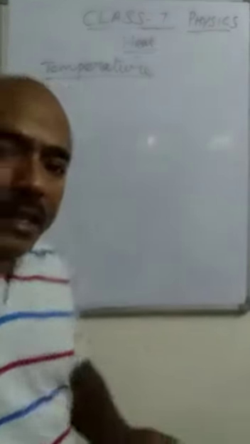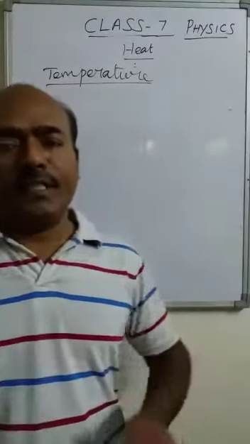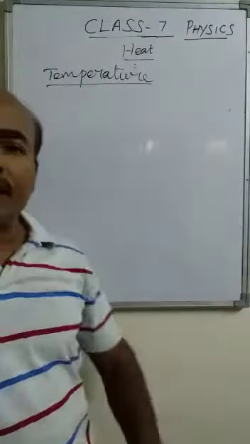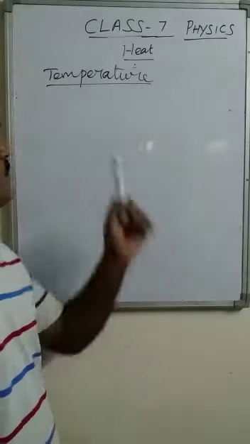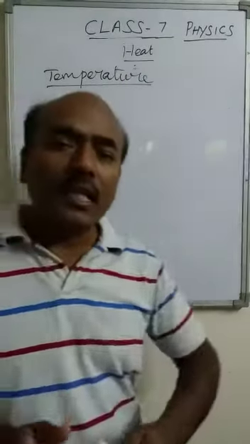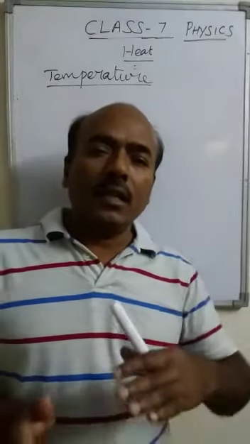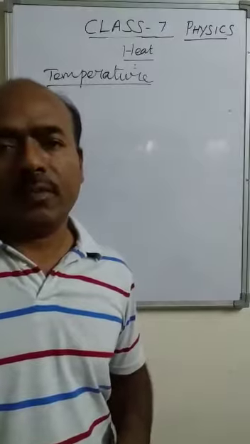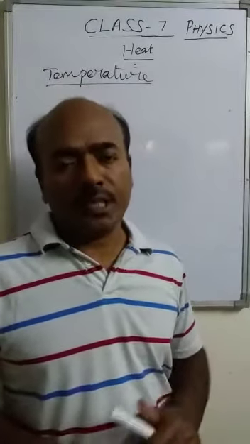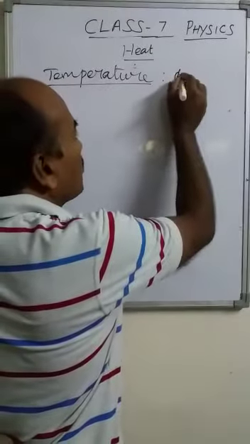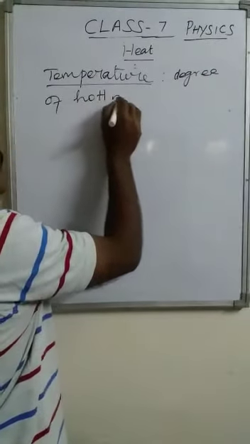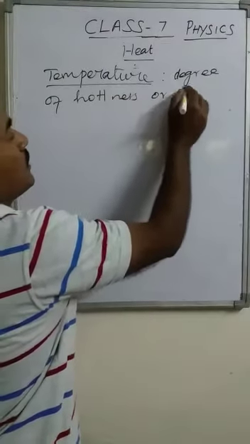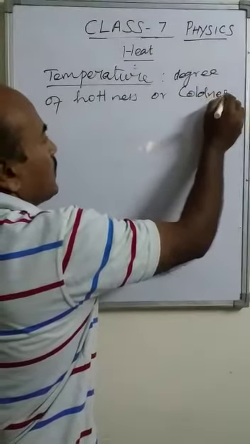So, heat and temperature, both are different quantity. Heat is a form of energy which gives the sensation of hotness or coldness. But the temperature tells how much an object is hotter or colder than the other objects. That's why we say temperature is the degree of hotness or coldness. That is temperature.